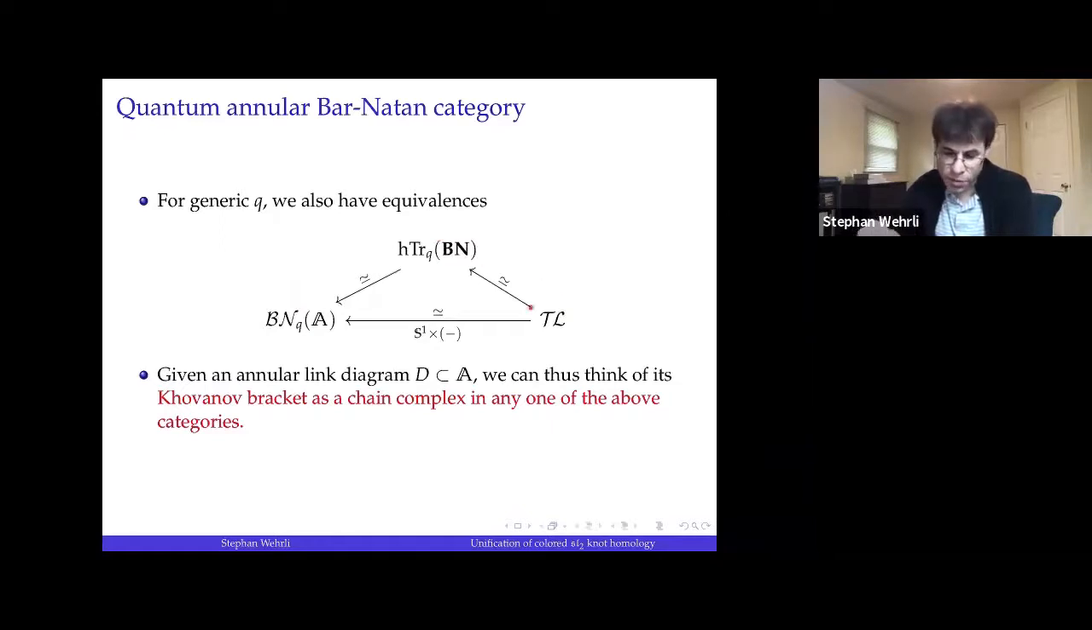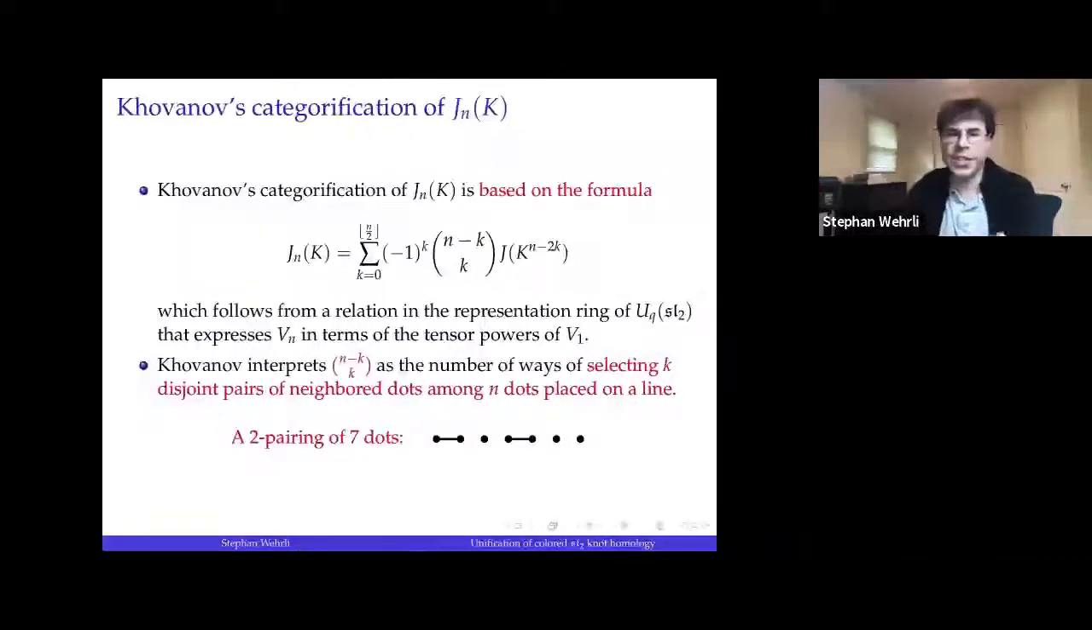And you have equivalences between all these categories, and you can actually describe the equivalence from TL to Bar-Natan q explicitly. What you do is, if you have the object n, you just send it to n concentric circles in the annulus, so n essential circles. If you have a flat tangle T representing a generator, you just take the product with S1, and then you get some cobordism, which represents a morphism in here. So the point now is that if you have an annular link diagram, we can form its formal Khovanov bracket, Bar-Natan's formal Khovanov bracket, and we can think of it as a complex in any one of these categories.